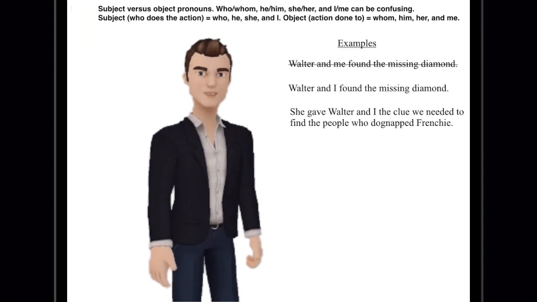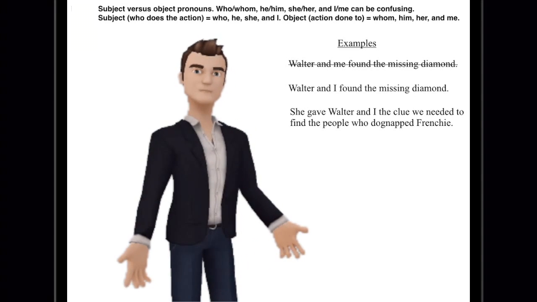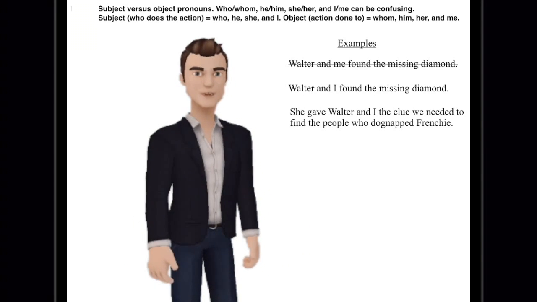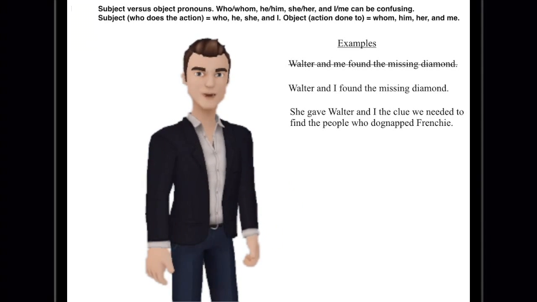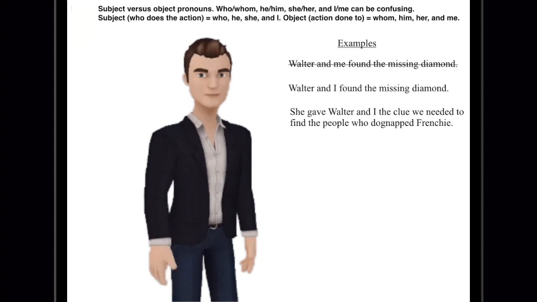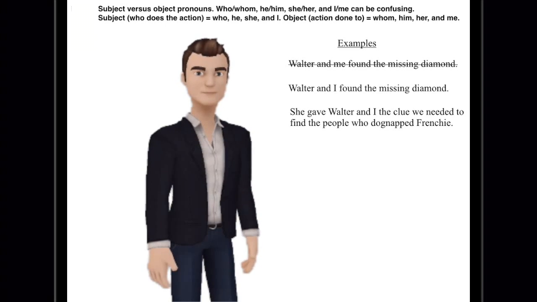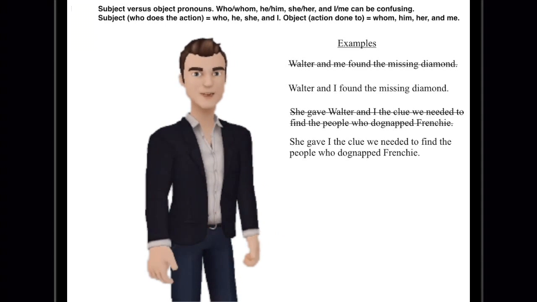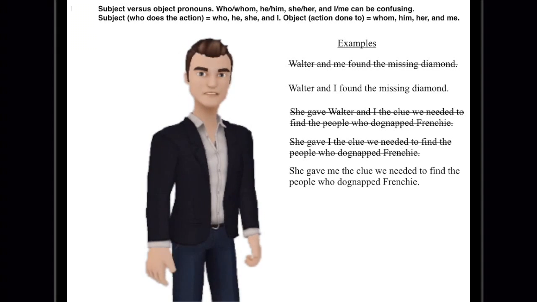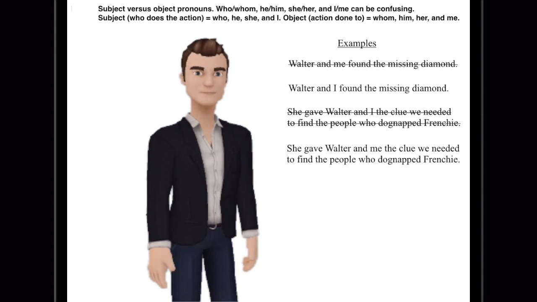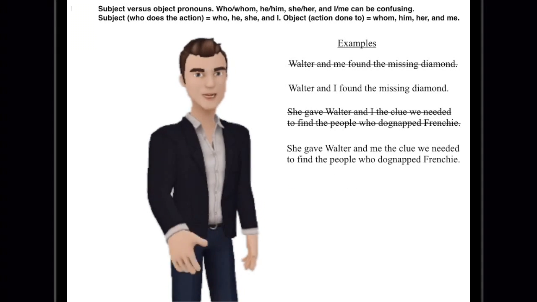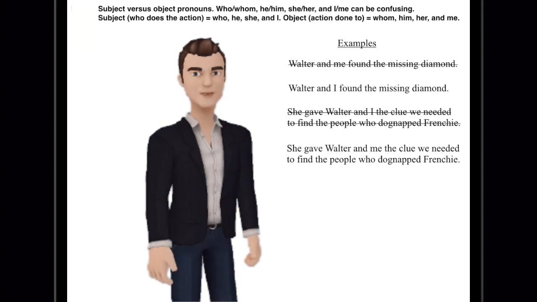Now, in this next one, we have "she gave Walter and I the clue we needed to find the people who dog-napped Frenchie." So to tell whether we're going to use I or me, we're going to take out Walter and. So it'd be "she gave I the clue we needed," or "she gave me the clue we needed." So it's going to be "she gave Walter and me the clue we needed to find the people who dog-napped Frenchie."